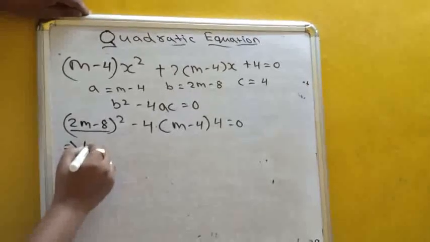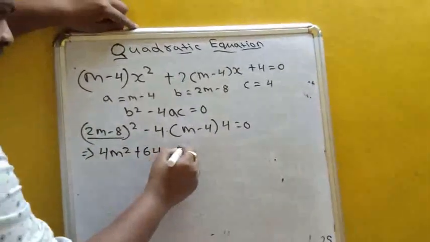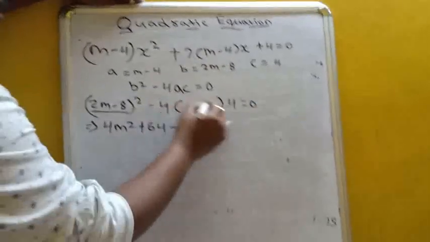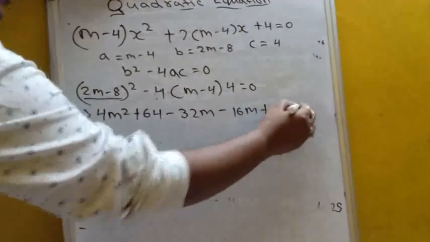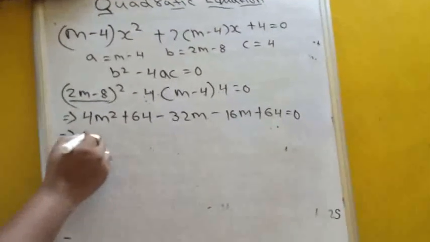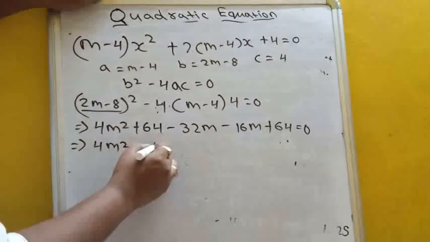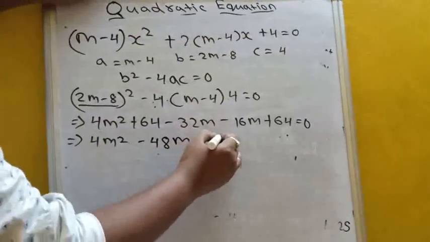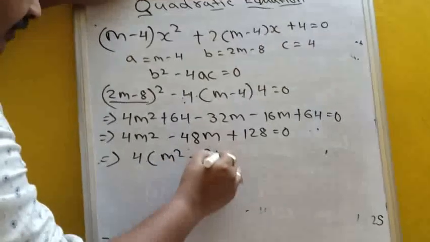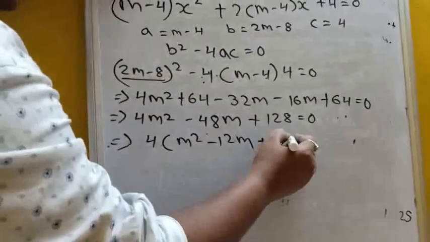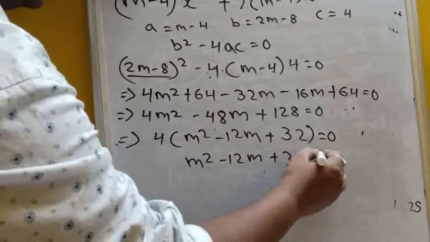So a minus b whole square means how much here? This one: 4m square plus 64 minus 2 into 2 into 8 is 32m, minus 4 into 4 is 16, 16 into m minus 4, 4 into 4 is 16, 16 fours are 64, plus 64 equals 0. Okay, next one you can write 4m square minus 32m minus 16m equals how much m? Minus 48m, plus 64 plus 64, 128 equals 0. So I have taken 4 as the common: m square minus 12m plus 32 equals 0.